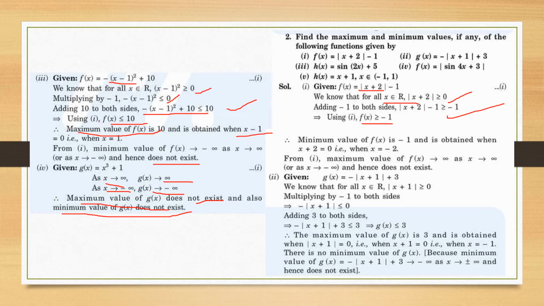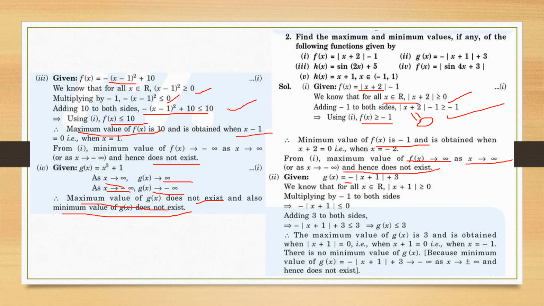So that means it is the minimum, and it is obtained when this x + 2 is equated to 0. So that is at x equal to minus 2. And the maximum again does not exist, as f(x) approaches infinity as x approaches infinity, and hence the maximum does not exist.